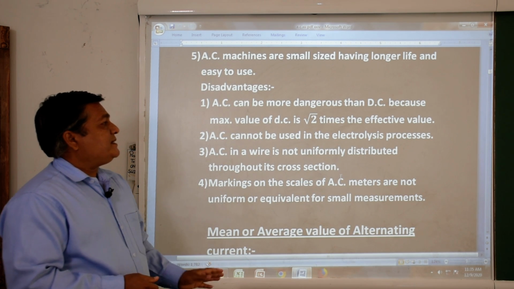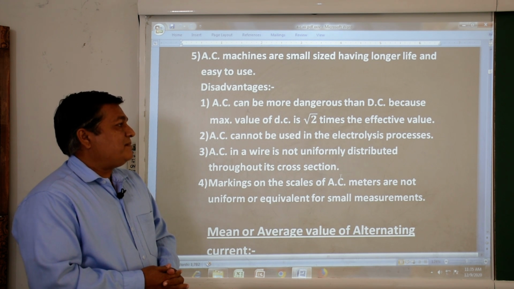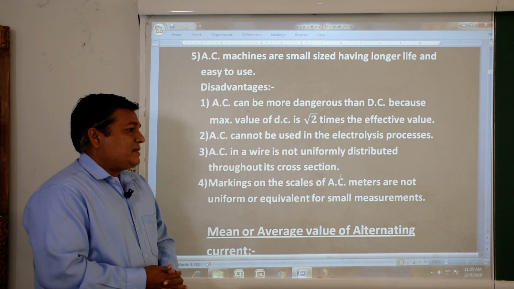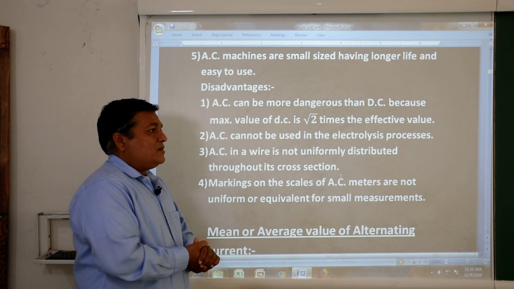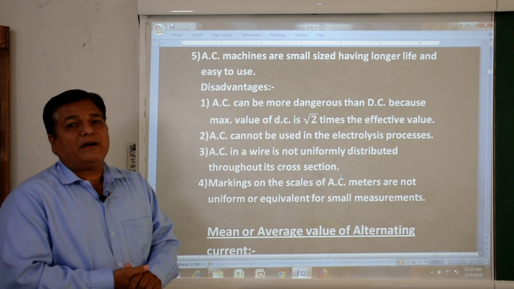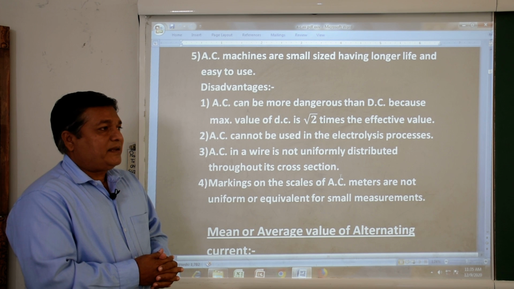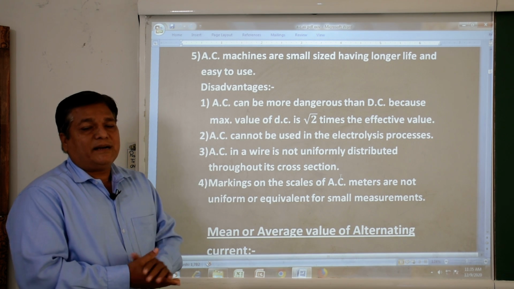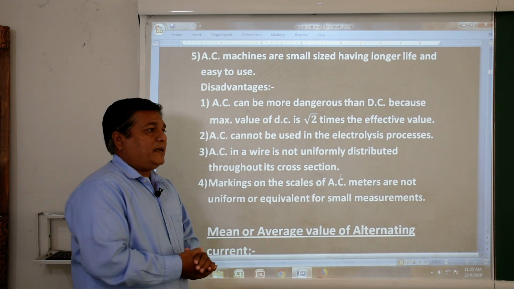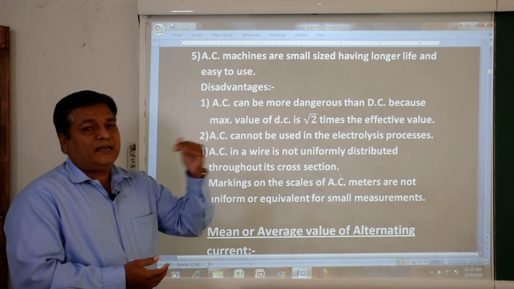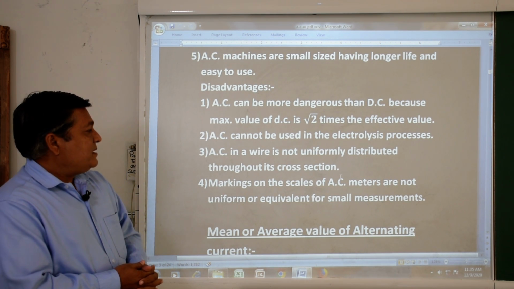AC can be more dangerous than DC. The maximum value of AC is root 2 times its effective value. Suppose 220 volt is the household voltage, then 220 root 2 is the peak value of voltage used in our households. It can become 311 volt. So the peak value of the 220 volt that we get in our houses, in domestic use, can become 311 volt, and so it is considered dangerous.